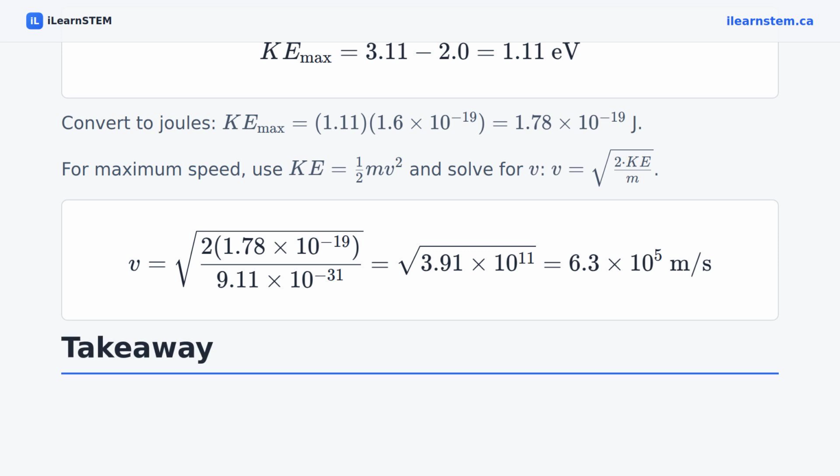Remember, the photoelectric effect shows that the maximum kinetic energy of ejected electrons is the photon energy minus the work function, and you can find their speed from that energy.